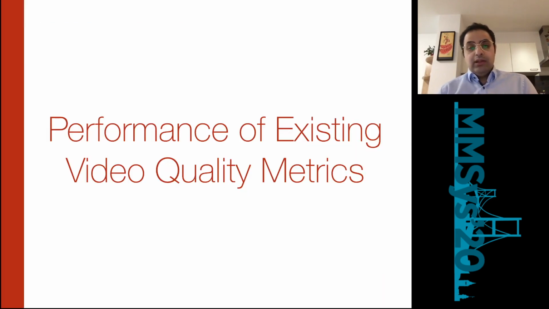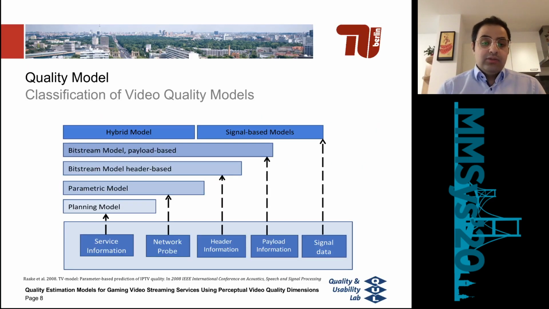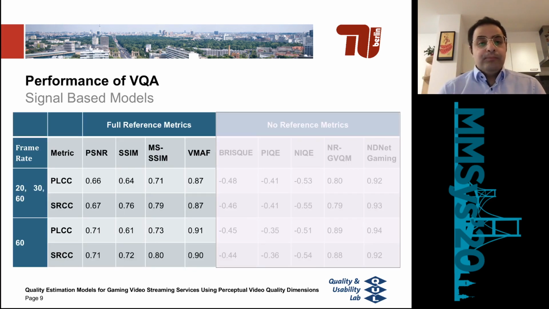So next we investigate the performance of existing video quality metrics. To do that, we use the classification that was proposed by Professor Raake for the models, and you can see different types of models: planning, Bitstream, and signal-based models. You can have a look through the paper to see the differences between them, which we unfortunately don't have enough time to explain here.